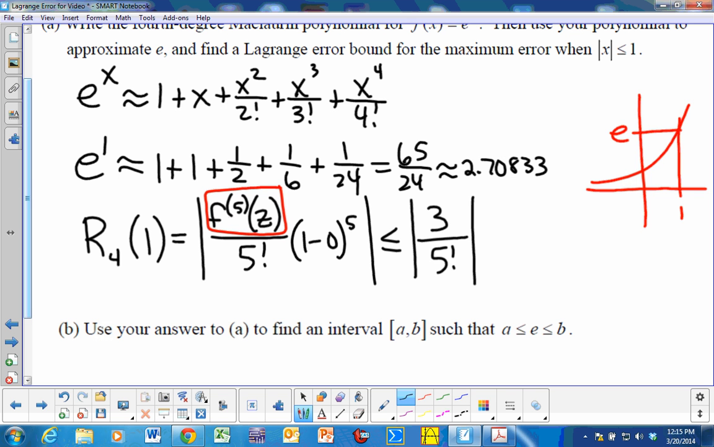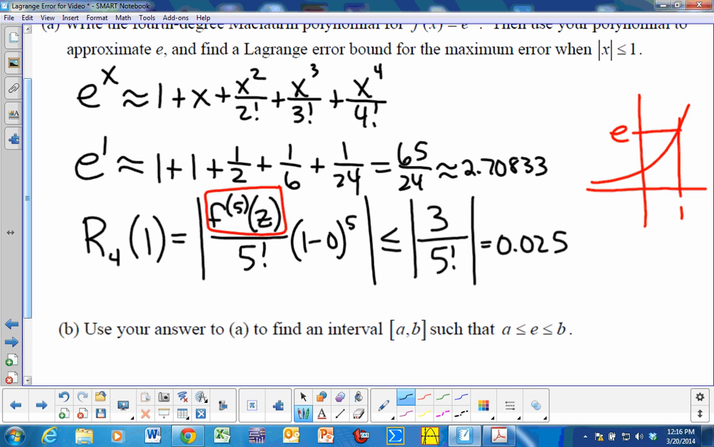So that's what we're doing. Again, we're getting a bound. We're not getting an exact answer. We're getting a bound. So we know the worst case scenario is this is the remainder. And so this is going to be 0.025.